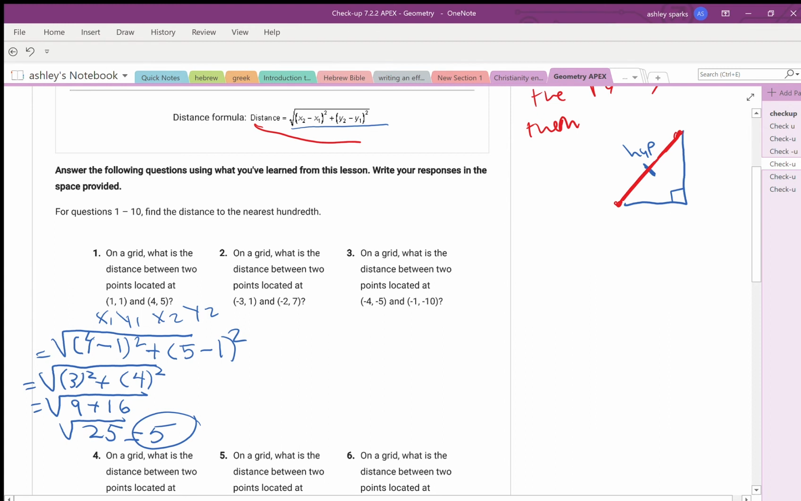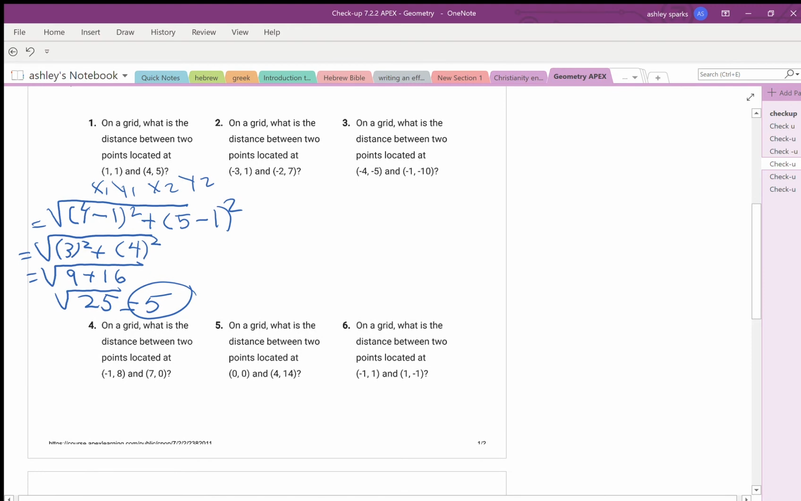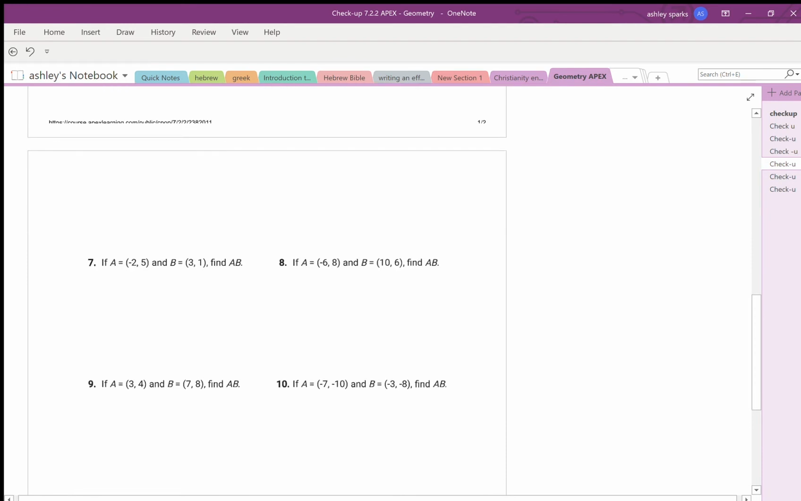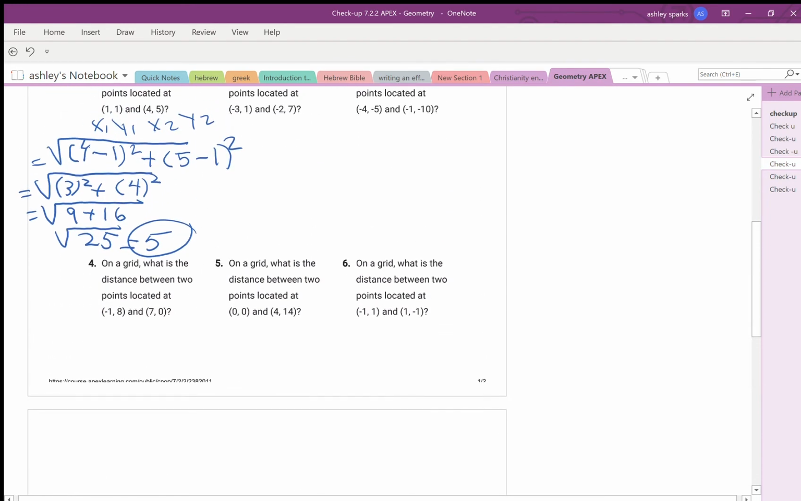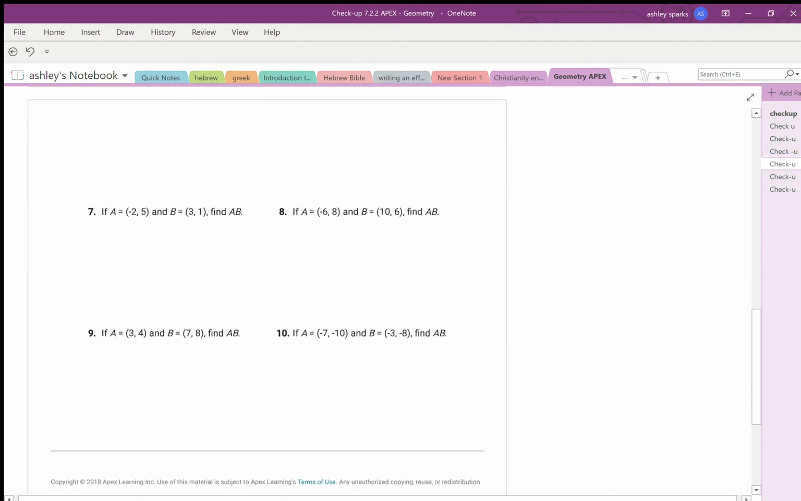We don't have any type of unit measure here. Okay? And you see these problems all follow a very similar pattern. They're giving you 2 points. You just want to plug it into that formula. Down here, they look like somehow different problems, but it's really not. You're still doing the same thing.